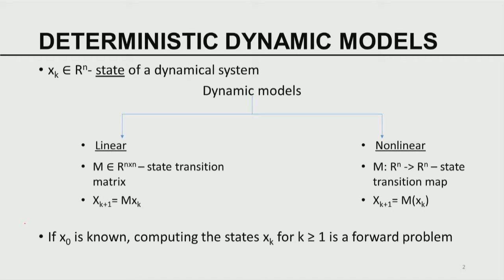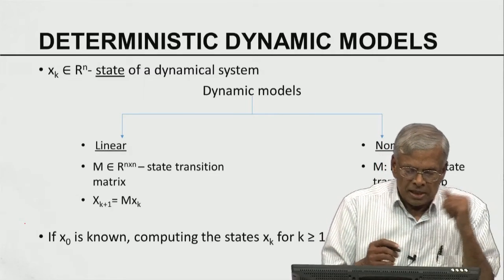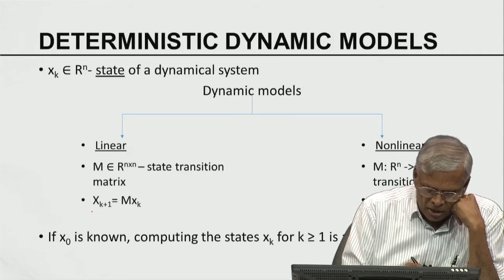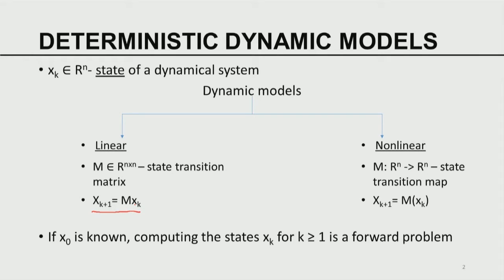Dynamic models can be either linear or nonlinear. In a linear model, the state xk evolves according to xk+1 = M xk, where M is an n by n matrix. It is called the state transition matrix. So the dynamic model is essentially given by the transition matrix M and an initial condition x0. If the matrix M is given and x0 is known, computing xk+1 using M times xk is the forward problem. But here we are going to consider the inverse problem that assumes x0 is not known. So that is where the inverse problem comes in. I would like to be able to distinguish between an inverse problem and a forward problem in the dynamical context. If x0 is known, computing the states is called the forward problem for the linear model.